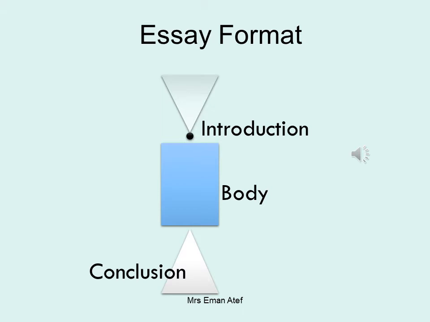After that, you will find that the body is a rectangle. Why is it a rectangle? Because you discuss all the aspects of the topic you are going to write about. The conclusion starts from the specific and goes back to the general. So this is the sequence of writing.